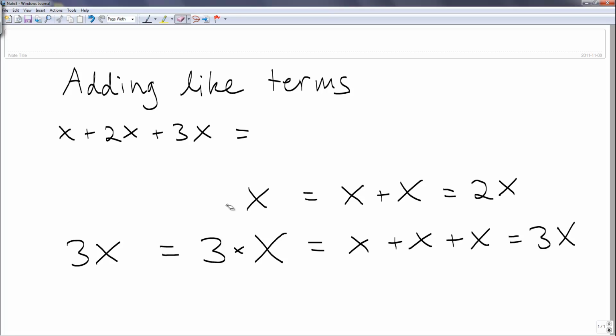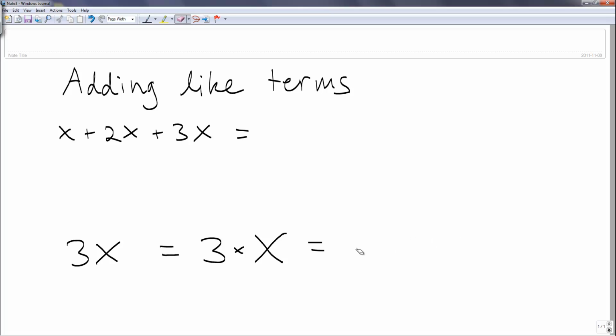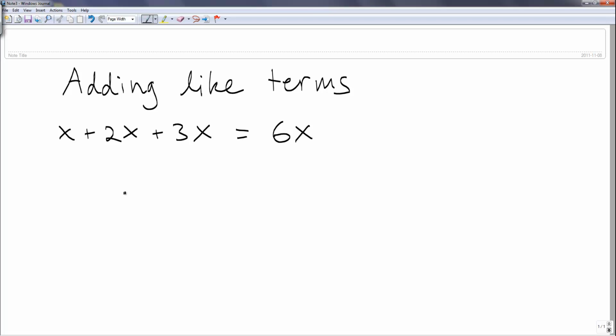With this in mind, let's go back and do this exercise again, and then we're going to try a couple of other examples which are a little bit more difficult. We just count the x's. 1x plus 2x plus 3x is 6x, total of 6x.